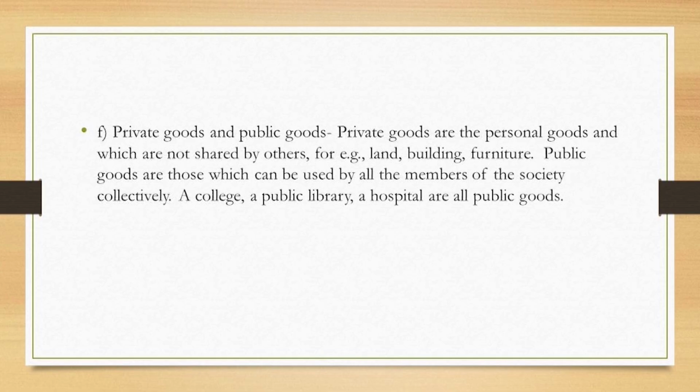Another type of goods are private goods and public goods. Private goods are the personal goods which are not shared by others. For example, land, building, furniture, all these are private goods. Public goods are those which can be used by all the members of the society collectively. That is, a college, a public library, a hospital, these are all public goods.